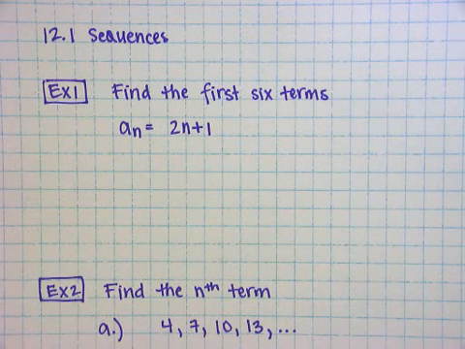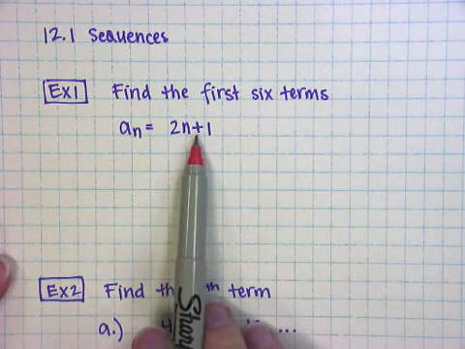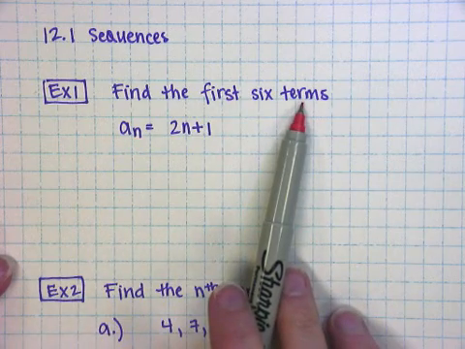Hey guys, so here are your 12.1 notes for sequences. For the first example, the directions are going to say find the first 6 terms of the sequence. Now, this notation, a term just means numbers in a list.